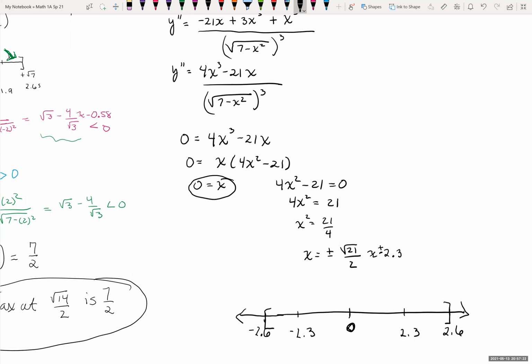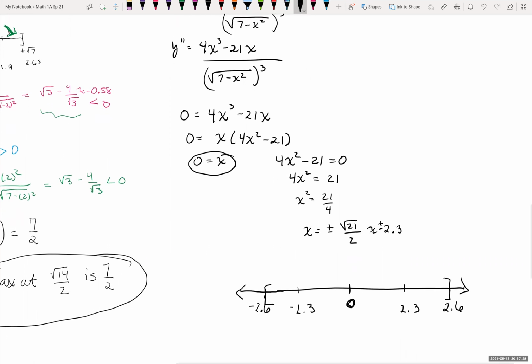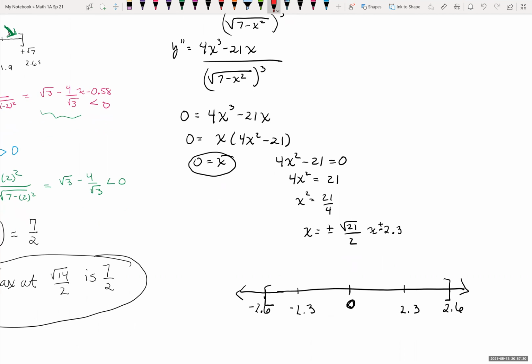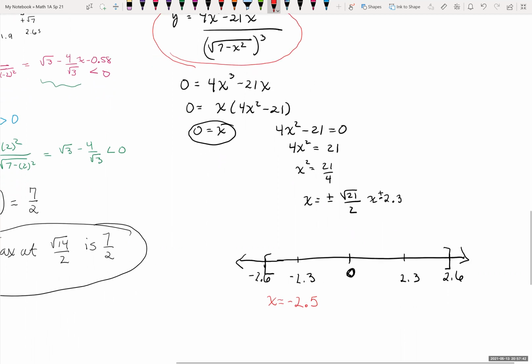So choose something between negative 2.6 and negative 2.3. So how about negative 2.5? And if we plug it into this, we want to see, is that going to be a positive number or a negative number?